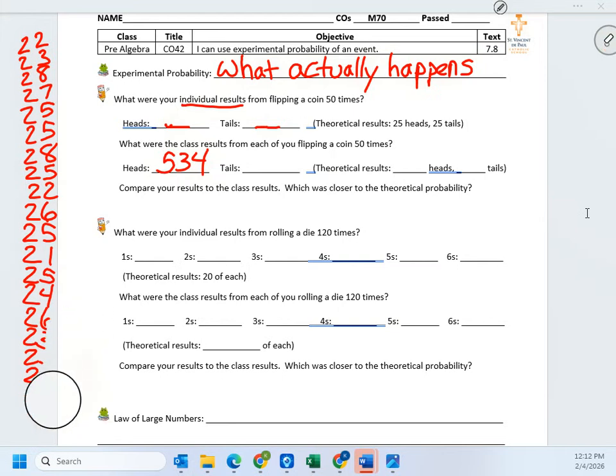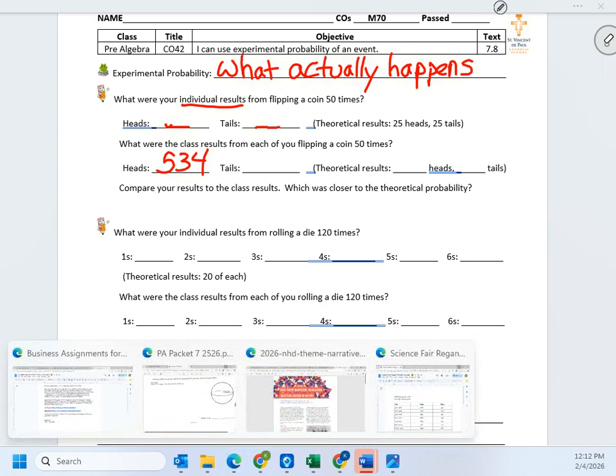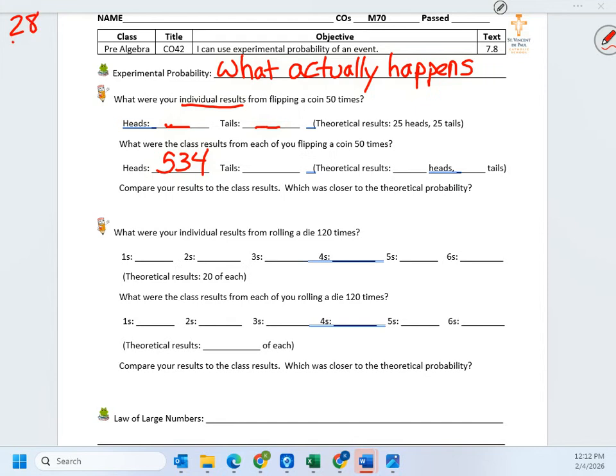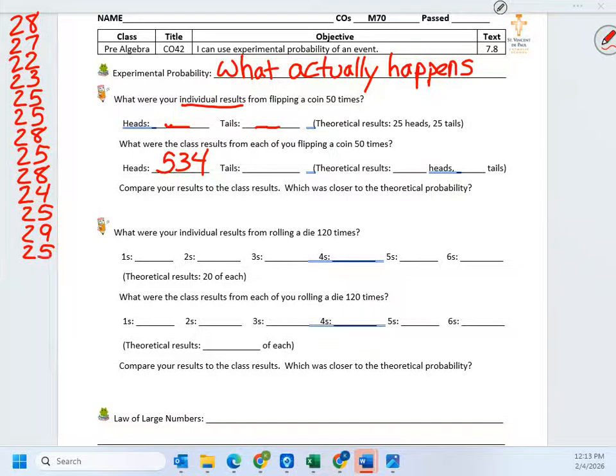All right, so now we're going to do the tails. So 28, 27, 22, 23, 25, 21, 25. 28. 24, 25, 29, 25, 26. 24. 27. 23. 29. 29. 30. 23.